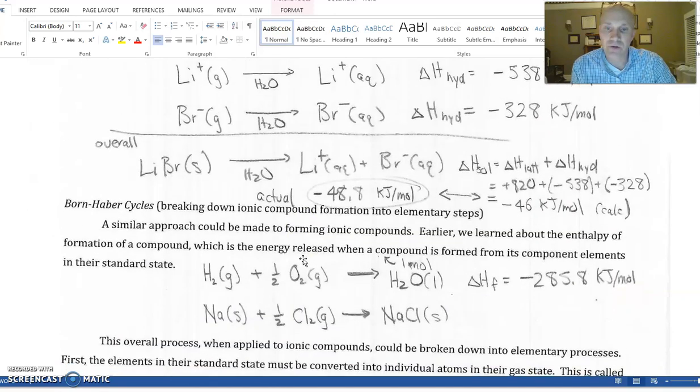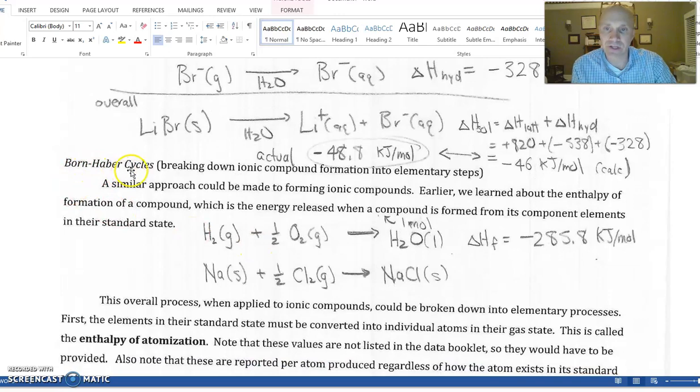So in a Born-Haber cycle, the best way to describe this is to compare it to something that we talked about earlier, which is the heat of formation of a compound. The heat of formation of a compound is the energy released when the compound is formed from its component elements at their standard state.